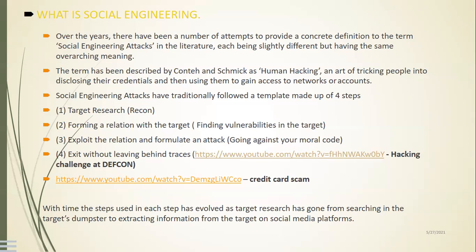You're tricking someone, either through the phone, through email, or physically, to provide you with credentials which are sensitive. And that's a gold mine. We're mining that gold and we use it to gain access into areas that we're not allowed to. There are 4 steps in performing a social engineering attack. The first one is doing target research, or as we call it, reconnaissance, or recon, and forming a relation with the target. This is where you find vulnerabilities in the target.